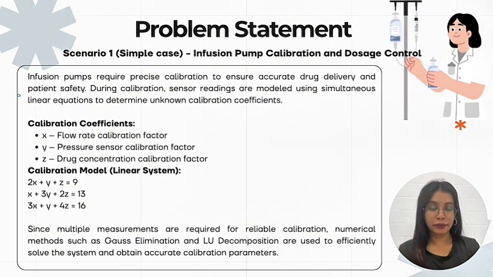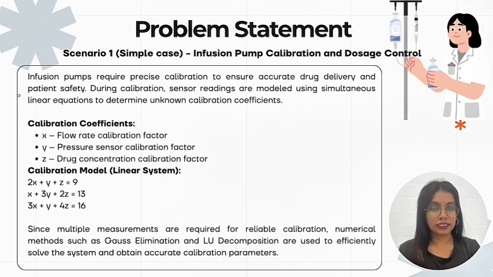For scenario 1, which is a simple case, we look at infusion pump calibration and dosage control. Infusion pumps require precise calibration to ensure accurate drug delivery and patient safety. During calibration, sensor readings are modeled using simultaneous linear equations to determine unknown calibration coefficients. We assume X equals the flow rate calibration factor, Y equals the pressure sensor calibration factor, and Z is the drug concentration calibration factor.